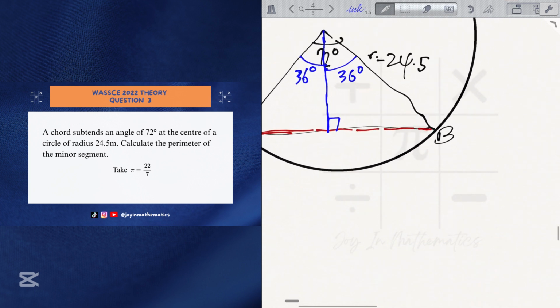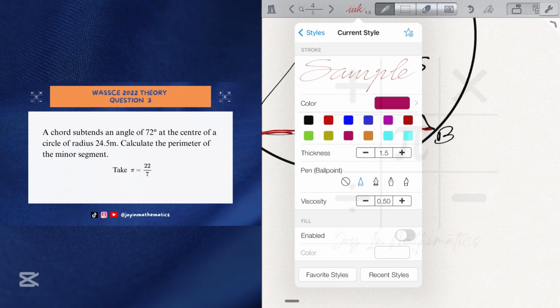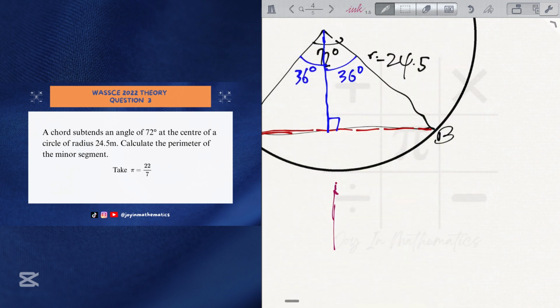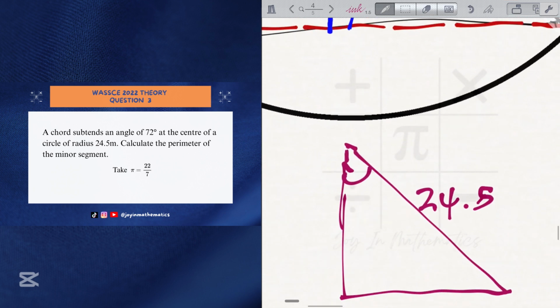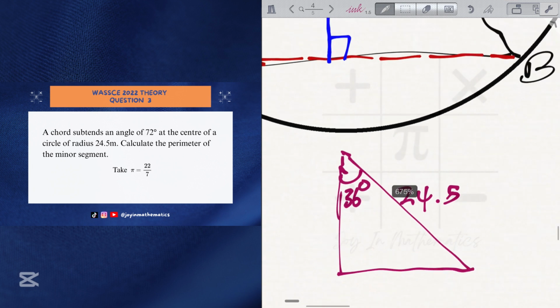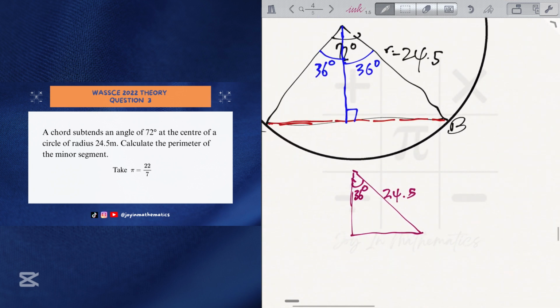So now if we bring this triangle out, just a single triangle, we will have the radius is 24.5, and we will have the height, which we don't need right now. We'll have the angle to be 36 degrees, and we are looking for what exactly.